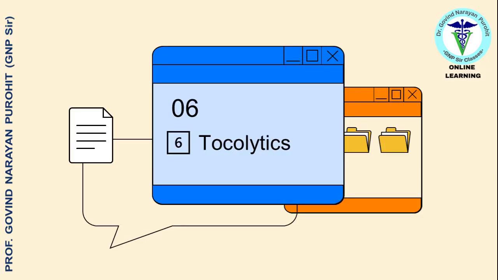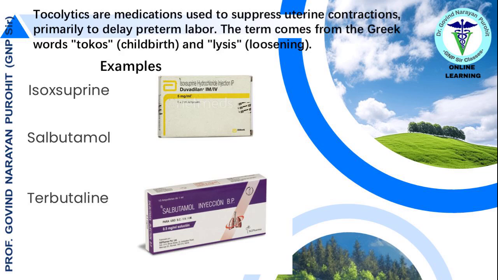6. Tocolytics. Tocolytics are medications used to suppress uterine contractions, primarily to delay preterm labor. The term comes from the Greek words tokos, childbirth, and lysis, loosening. They are suggested to relax the cervix. Examples are isoxsuprine, salbutamol, and terbutaline.